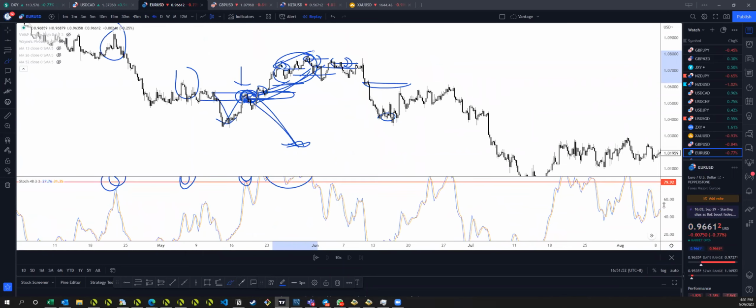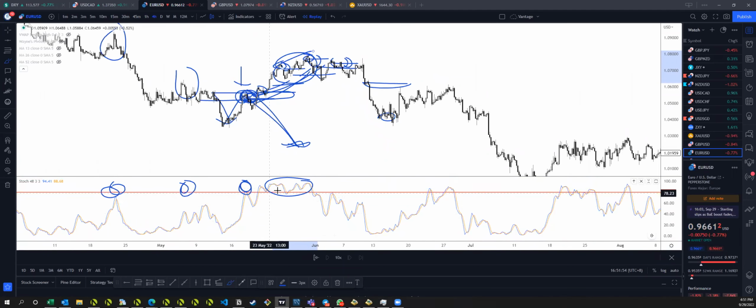Two ways to trade this. When it first crossed into your overbought region, if you're aggressive, you would have sold then. Otherwise, you would have waited for the orange line to fall from above 80 to below 80 before you start selling. So this would have been an entry. This would have been an entry.